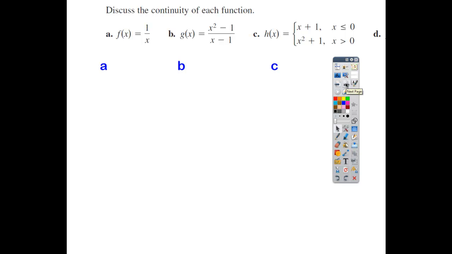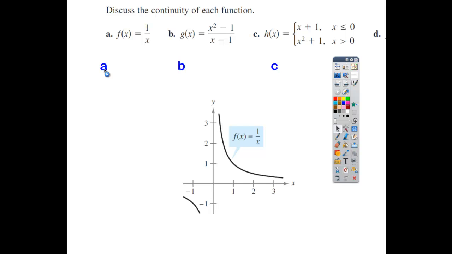First, A, f of x is equal to 1 over x. I can look at the graph of this and tell that at x is equal to 0, I've got a vertical asymptote. You can also tell from the function, I can't divide by 0. So I am not continuous at x is equal to 0. It is continuous on all other numbers. So I am going to say for A, we are continuous on negative infinity to 0, and then 0 to infinity.